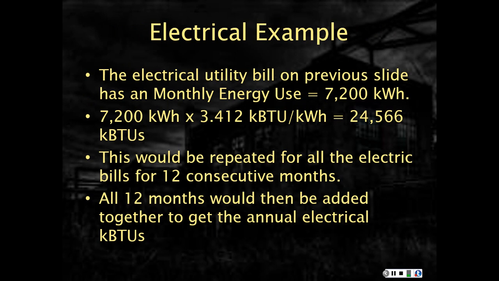In the example, the electrical usage bill on the previous slide had a monthly energy use of 7,200 kilowatt hours. If we multiply this by the 3.412 kBTUs per kilowatt hour, we get 24,566 kBTUs. We would do this for every month until we get a year's worth. So we do 12 consecutive months. It doesn't necessarily need to start in January, although convenient, but it can start at any time during the year, and as long as we get 12 consecutive months, we can use this to calculate the EUI.